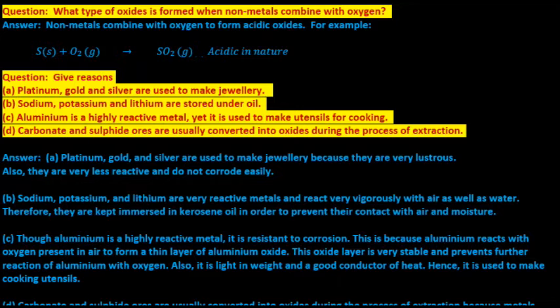Next question, give reasons. A. Platinum, gold, and silver are used to make jewelry. B. Sodium, potassium, and lithium are stored under oil. C. Aluminium is a highly reactive metal, yet it is used to make utensils for cooking. D. Carbonate and sulfide ores are usually converted into oxides during the process of extraction. Answer A. Platinum, gold, and silver are used to make jewelry because they are very lustrous.